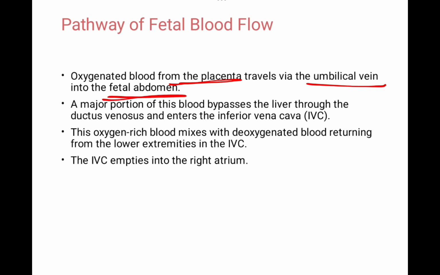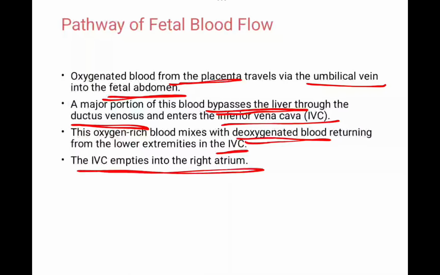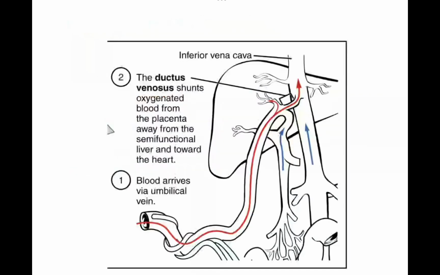Now, a major portion of this blood bypasses the liver through what? The ductus venosus and enters into the inferior vena cava. Now, this oxygen-rich blood mixes with deoxygenated blood returning from the lower extremities in the inferior vena cava. So there's a mixing of the oxygenated and deoxygenated blood. So the inferior vena cava empties this blood into the what? The right atrium. Look at this image.